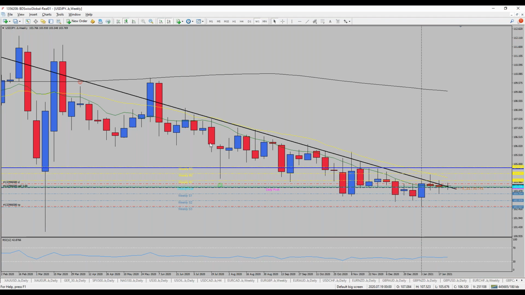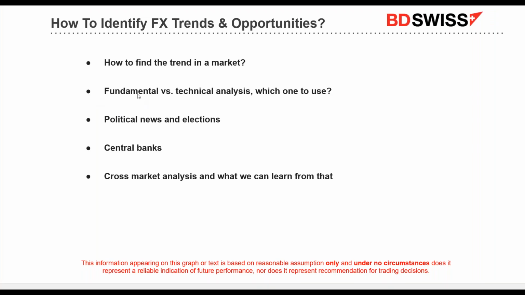Candlestick patterns, technical analysis. The most powerful one is this one here, as I said: body to the upside, wick to the downside. Subsequently, the market quite often tends to turn in the other direction, and so forth. But for fundamental analysis, of course, the remaining topics sum it up here: political news, central banks, and cross-market analysis as well. Of course, fundamental analysis means the background information.